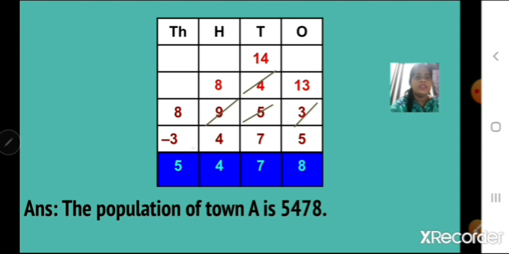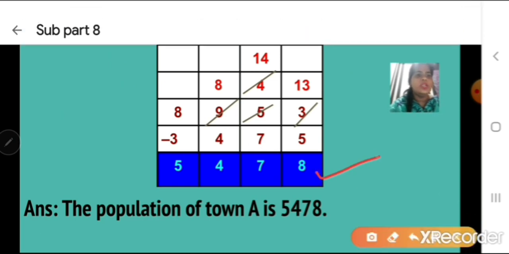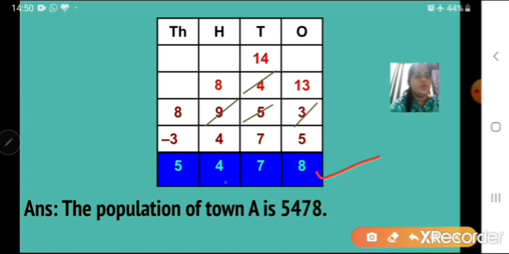8,953 minus 3,475, which is equal to 5,478. Okay, so what is the population of town A? Write the answer. The population of town A is 5,478. It is a borrowing sum, children. You are going to solve it on your own. Then you check your answer properly.